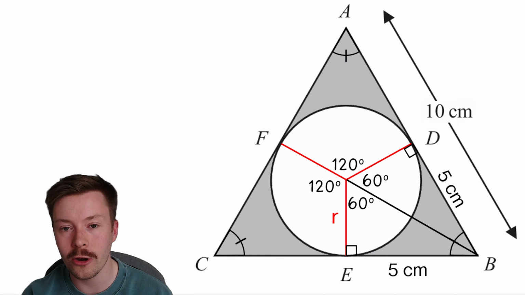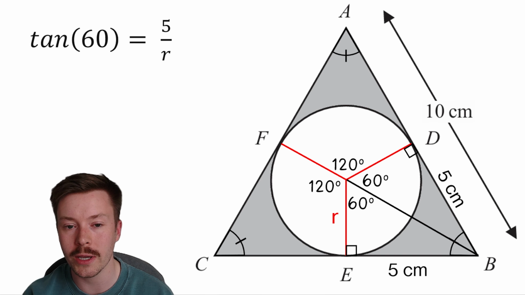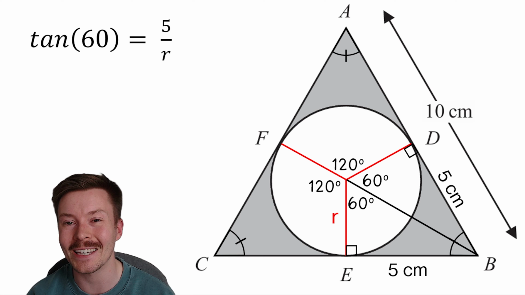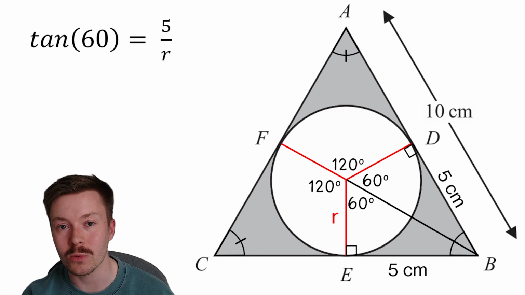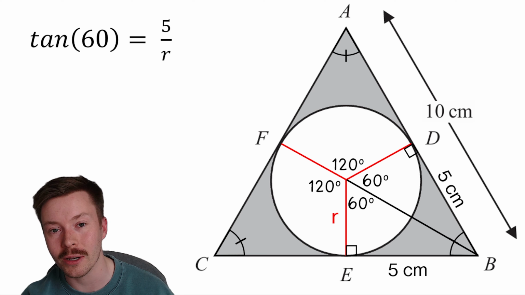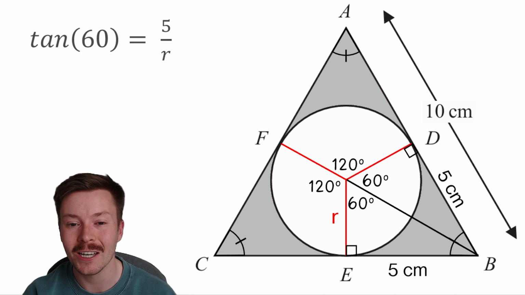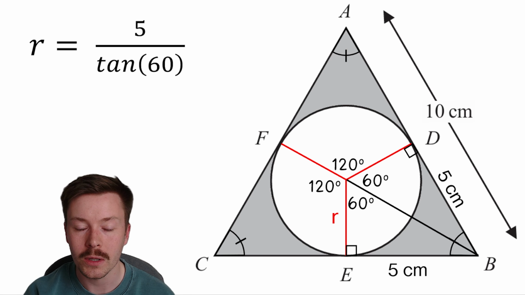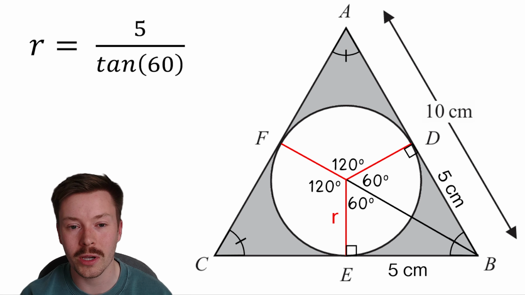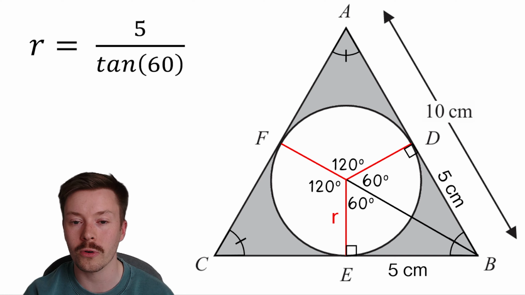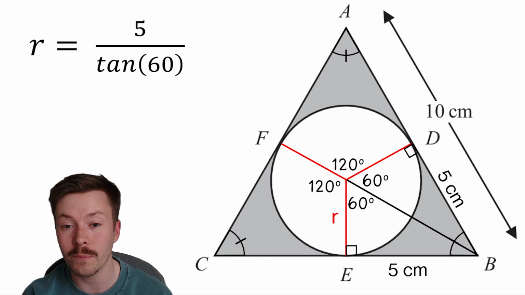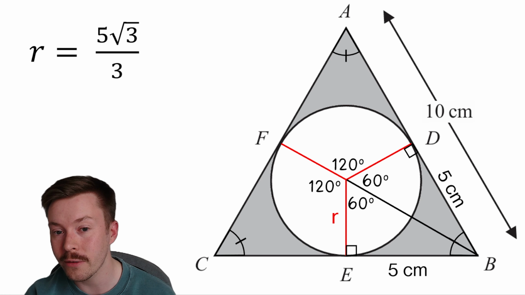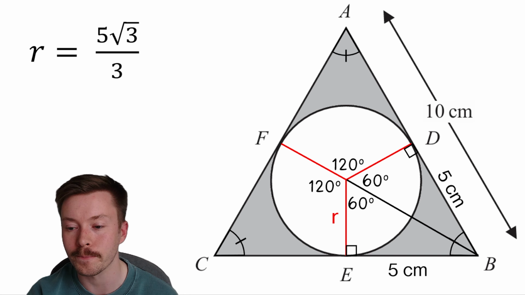Okay, now I know I can use right angle trigonometry, and that gives me that tan 60 is equal to 5 over r. If I rearrange that, so times both sides by r and divide both sides by tan 60, I end up with r is 5 divided by tan 60. Now tan 60 will give me 3 over root 3, so when I divide 5 by that, I'm going to get 5 root 3 over 3.